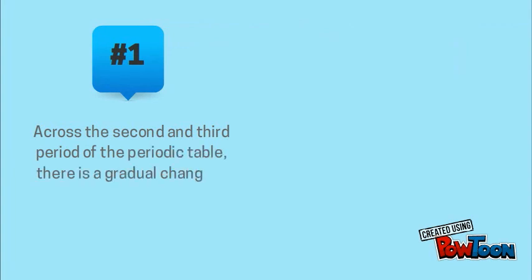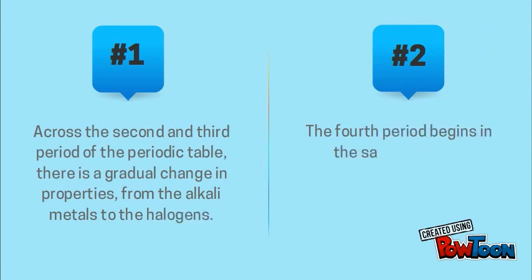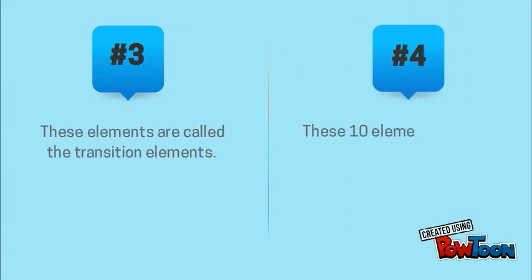Across the second and third periods of the periodic table, there is a gradual change in properties, from the alkali metals to the halogens. The fourth period begins in the same way with potassium, K, and calcium, Ca. These elements are called the transition elements. These 10 elements from Sc to Zn form the first transition element series.